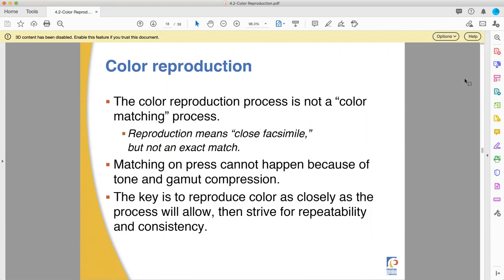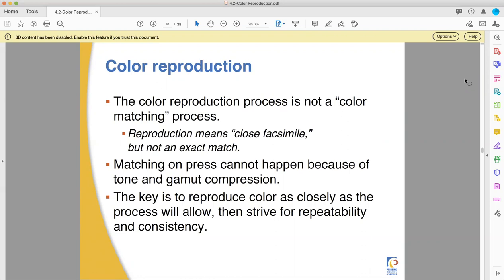You cannot match on press because there's something called tone and gamut compression. You're only able to produce so many variations of dot size on a printer. And the level of control you have over the size of your dots is the level of control you have over the interpolated in between colors. We'll talk about this more later, I swear.